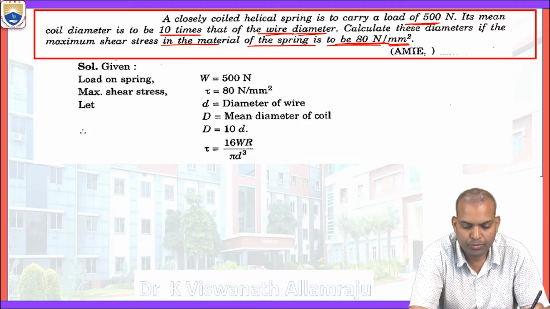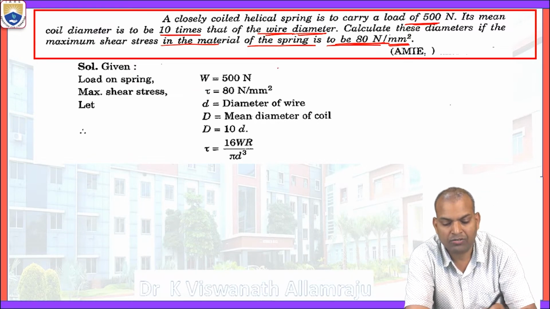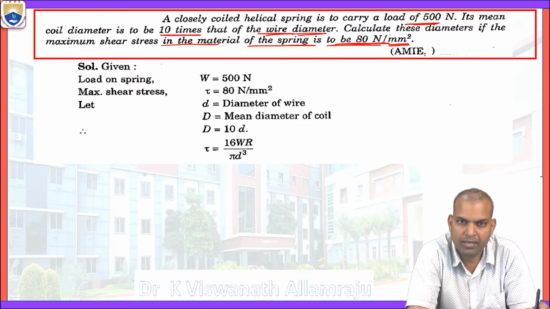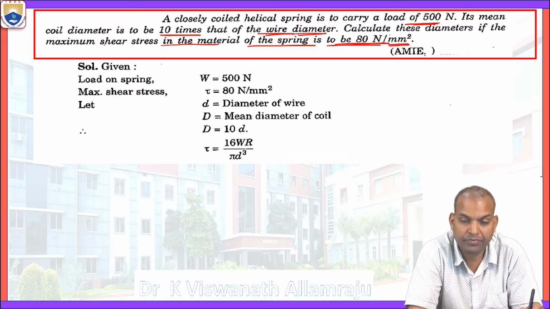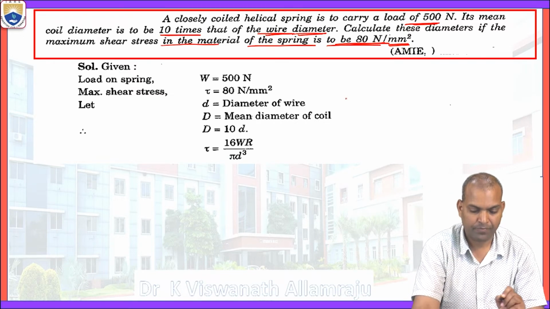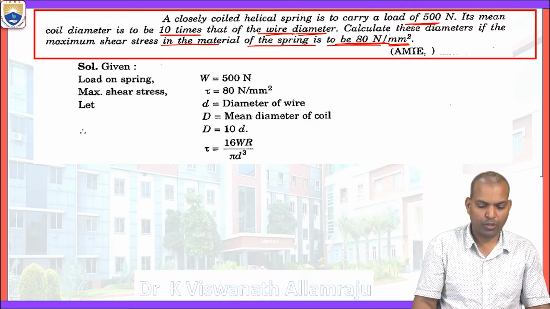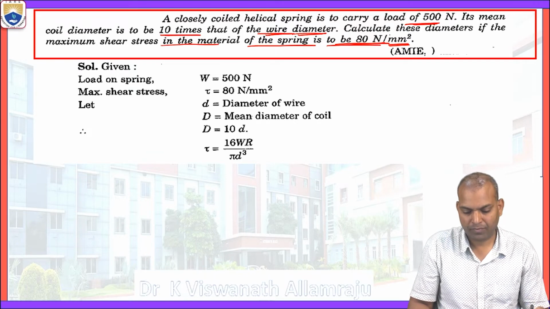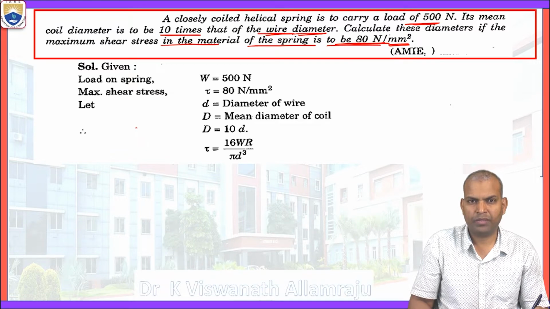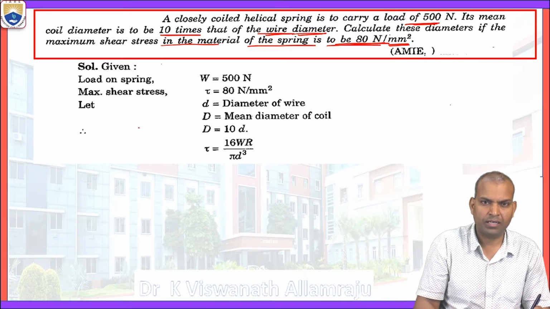So, what is to be calculated here? We have to calculate capital D and small d. Calculate these diameters. What are the diameters? The mean coil diameter and the diameter of the wire. These two are to be calculated. This problem was given in one of the AMIE exams, Associate Member of the Institution of Engineers, India.